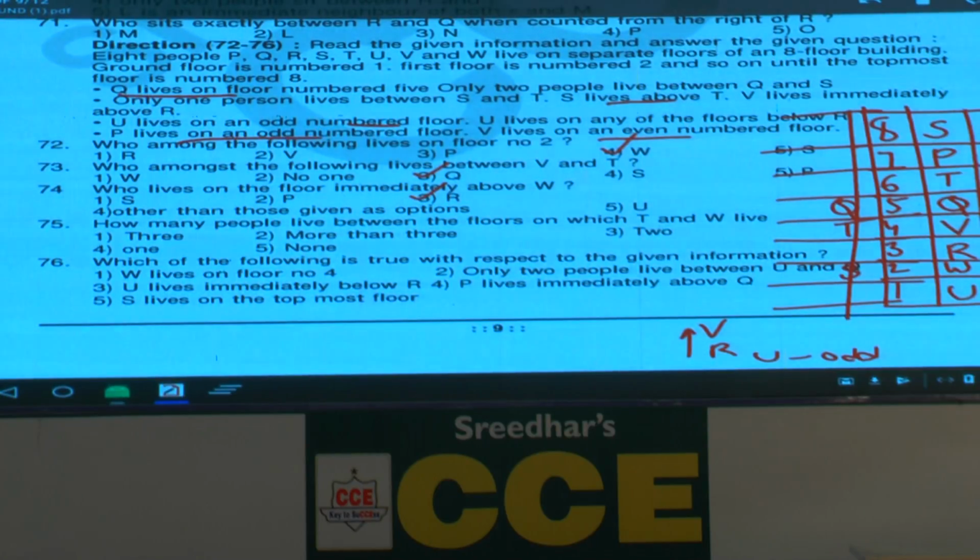And how many people live between the floors on which T and W live? Between T and W, tell me how many persons are there? There are 3 persons, that is choice 1.